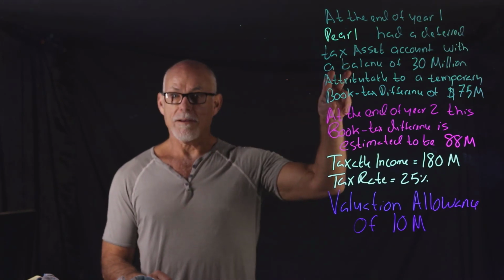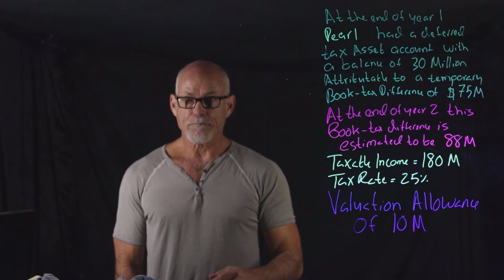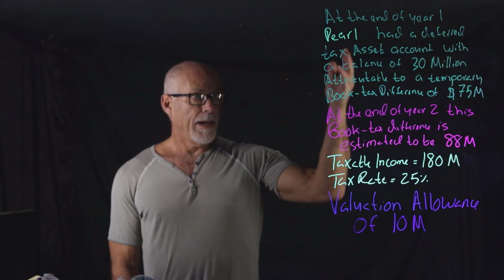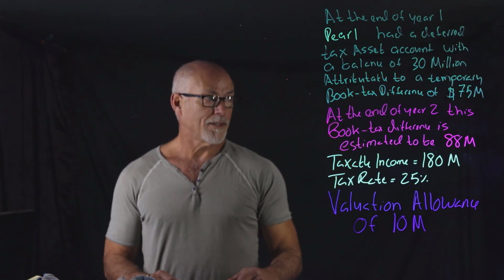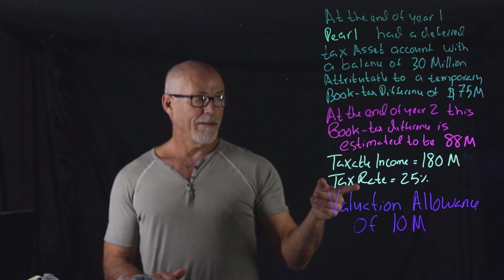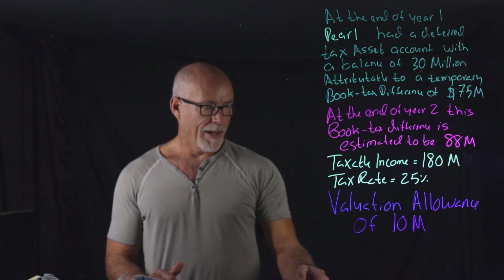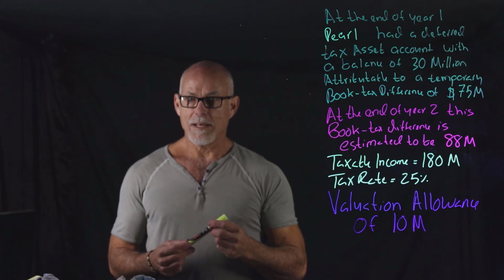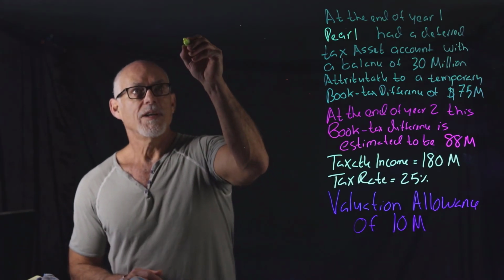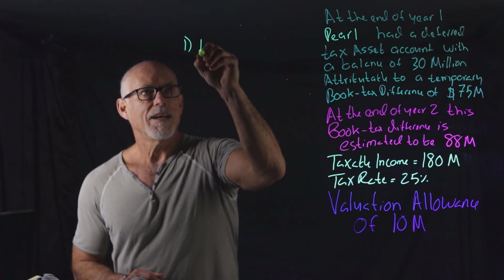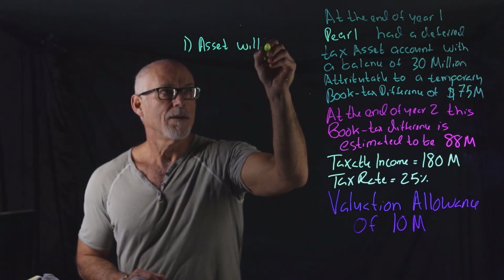First off, the fact set for this one and question 4 are very similar. It's a deferred tax asset. It has a balance of 30 million in it, attributable to a book-to-tax difference of 75. At the end of year 2, this book-to-tax difference is estimated to be 88 million. It has a valuation allowance of 10 million. All right. Now, they want us to do the condition of asset will be realized.